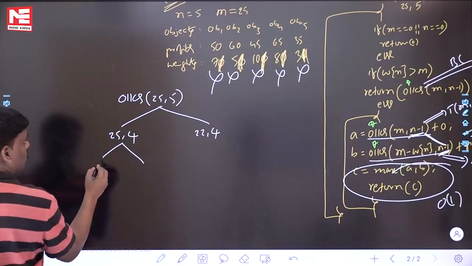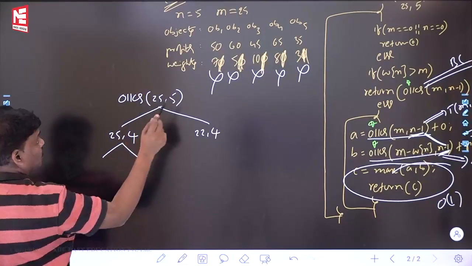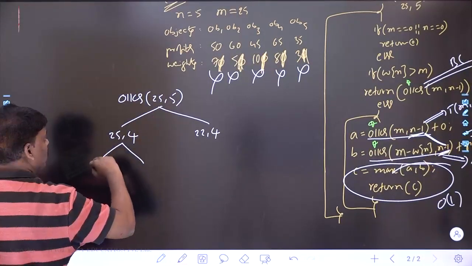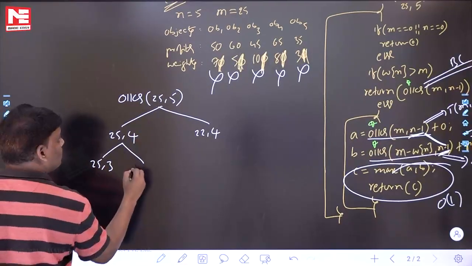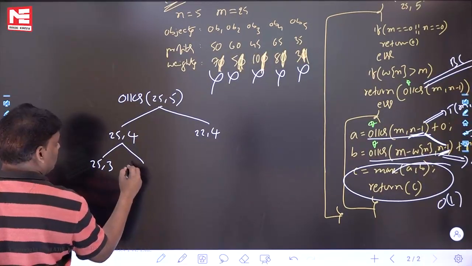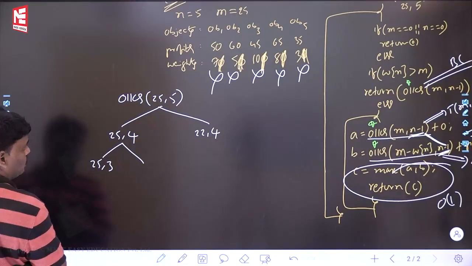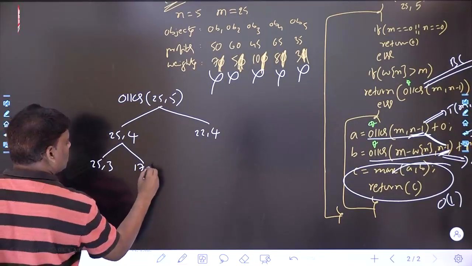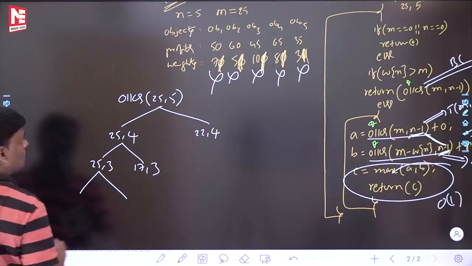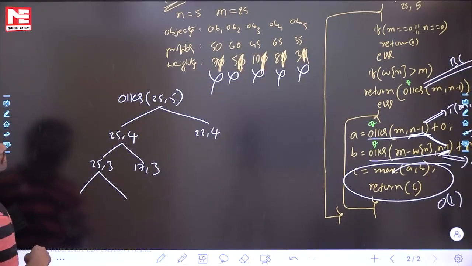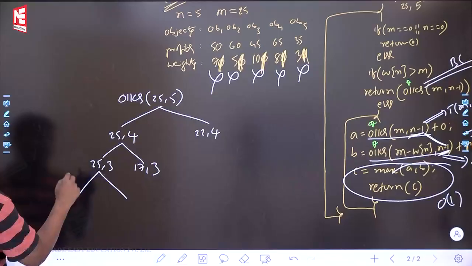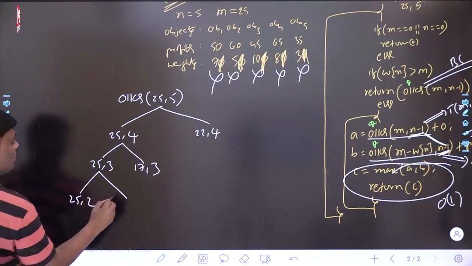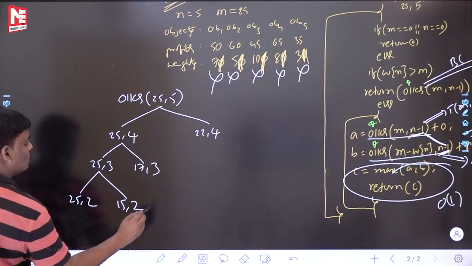Fourth object: can you take it or not? Yes, two choices. If you don't take, 25 comma 3. If you take, subtract 8 from 25, which gives 17 comma 3. Again, third object: how much is required? 10. I have 25, so yes, I can take it. If you don't take, 25 comma 2. If you take, 15 comma 2.